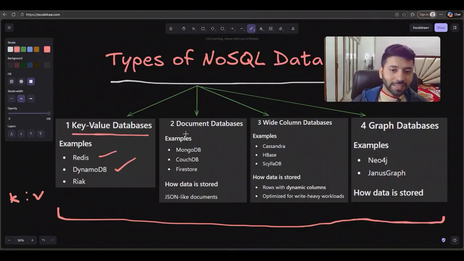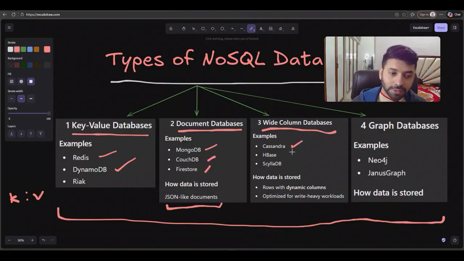Okay. The next type is the document database. Some of the examples are MongoDB, which is very famous, CouchDB, Firestore. And how is data stored in this one? Data is stored in JSON-like documents. Don't worry, we'll discuss each of these in detail, but for now let's take a brief summary. Okay. The third type is wide column databases. Some of the examples are Cassandra, again very famous. Another example is HBase.